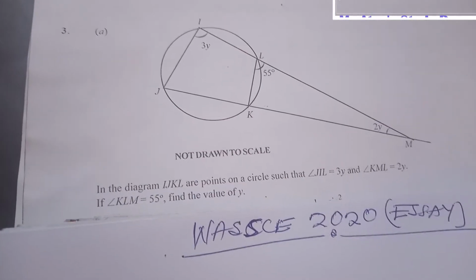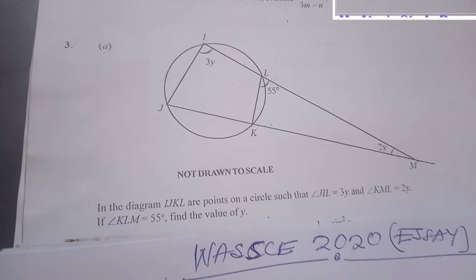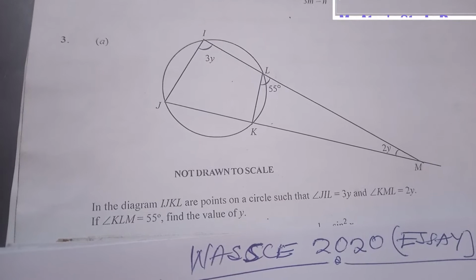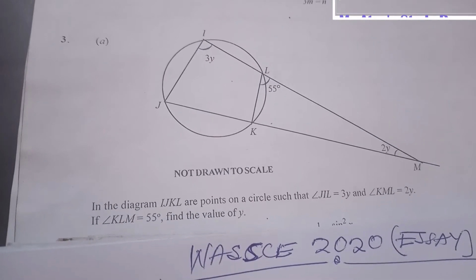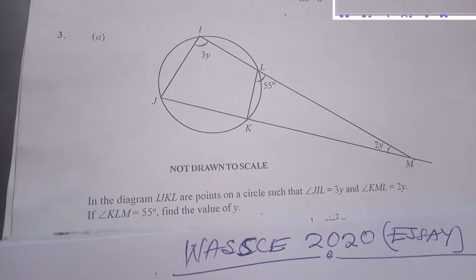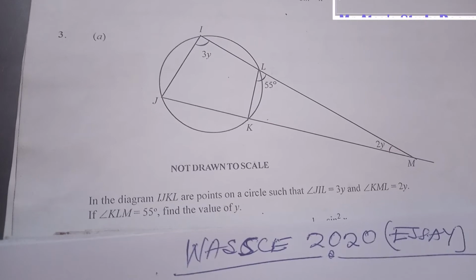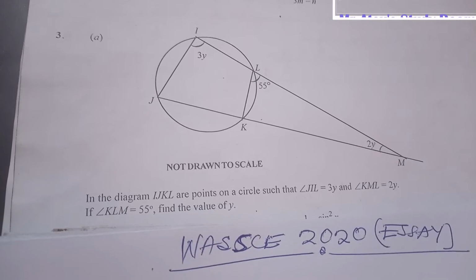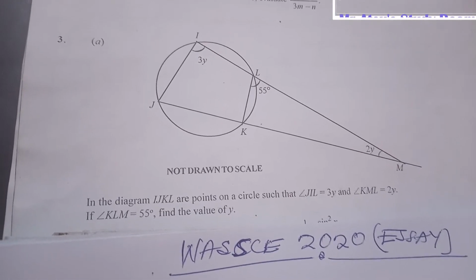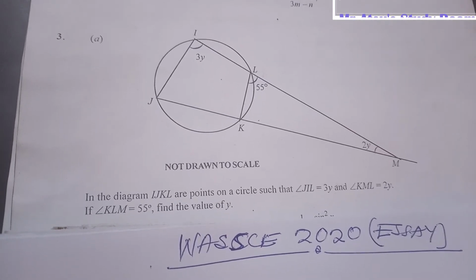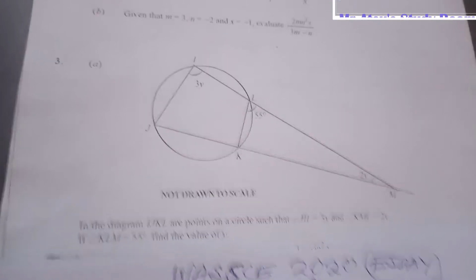Our next question is WASSCE 2020, the essay questions, or the written part, question 3A, and it reads: in the diagram, I, J, K, L are points on a circle such that angle JIL equals 3y and angle KML equals 2y. If angle KLM equals 55 degrees, find the value of y.